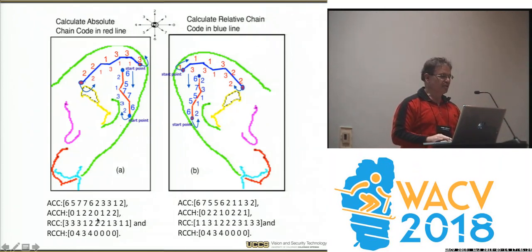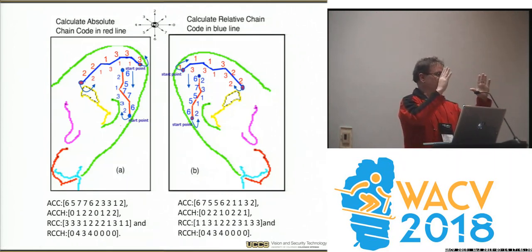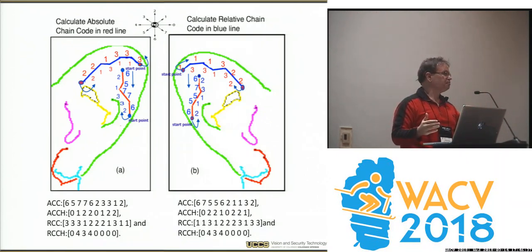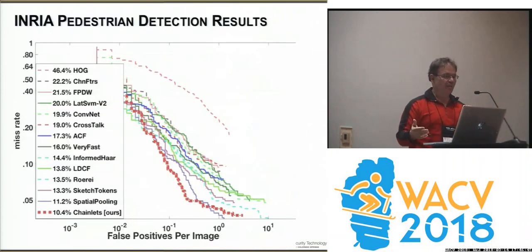And so we can then build these histograms out of overlapping patches. Now here I've done the whole ear, but in reality, we do like a 32 by 32 or 64 by 64 patch and move it over the image to build our histograms. The idea is otherwise very much like HOG. We just changed, instead of histograms of oriented gradients, we're doing histograms of chain codes. And that gives us our representation.